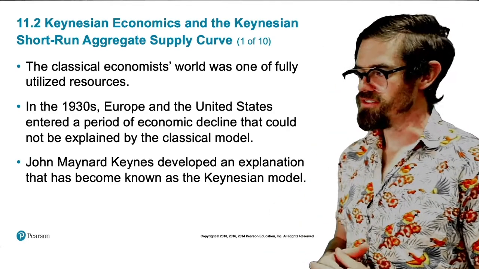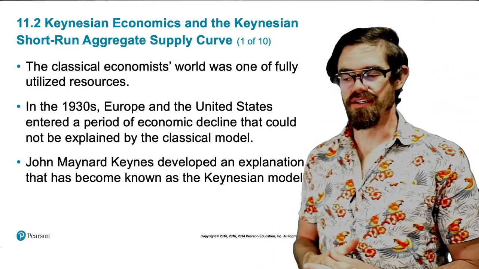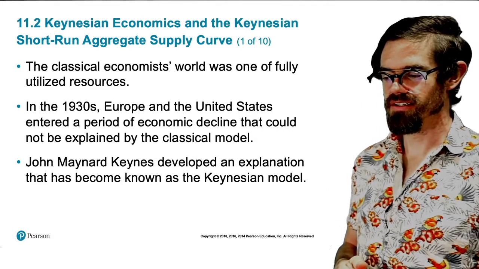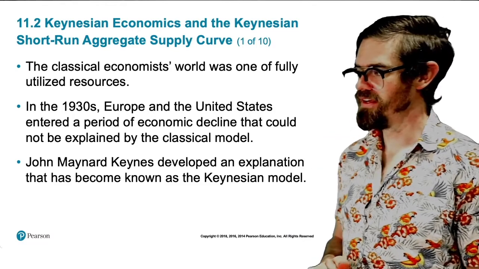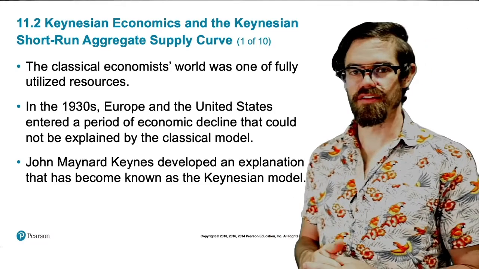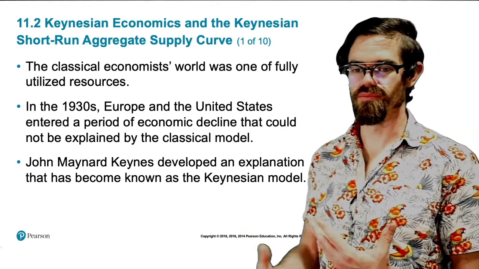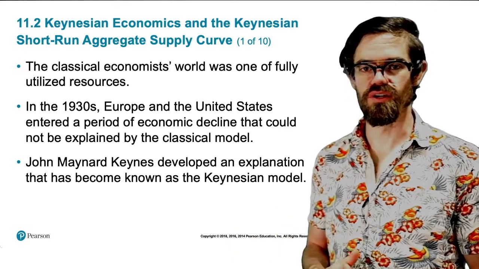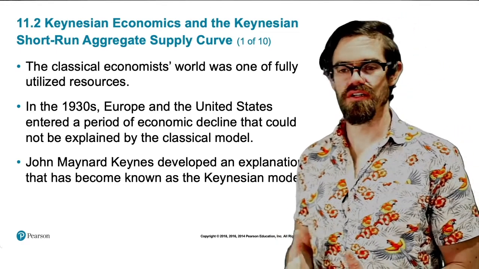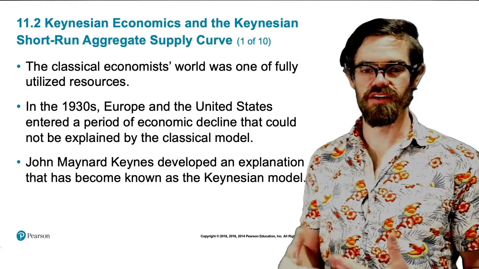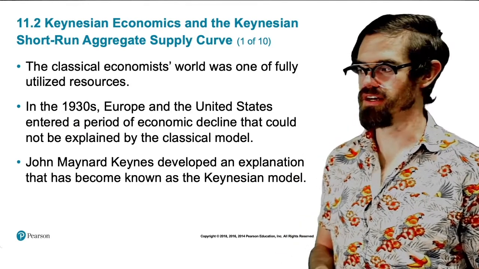Now, in the 1930s, Europe and the United States entered a period of economic decline that could not be explained by the classical model, the Great Depression, right? It could not be explained by the classical model because according to the classical model, if the economy was in a bad situation, it would very quickly fix itself. But that didn't happen. During the Great Depression, we experienced a very, very poorly running economy for a long time, and the economy did not fix itself.